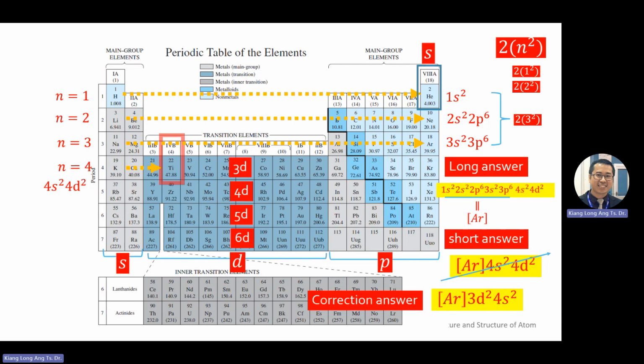Just need to make note of this one. This one starts from 3, this one 4, this one 5, this one 6, even though this one is row number 4. Okay? Because of energy level. So we have made a few mistakes just now. Again, correction: it's not 4s2, 4d2, but make this one 3d, 4d, 5d, 6d. This one usually is the careless mistake in the exam. Okay, the correct answer is argon, 3d2, 4s2.